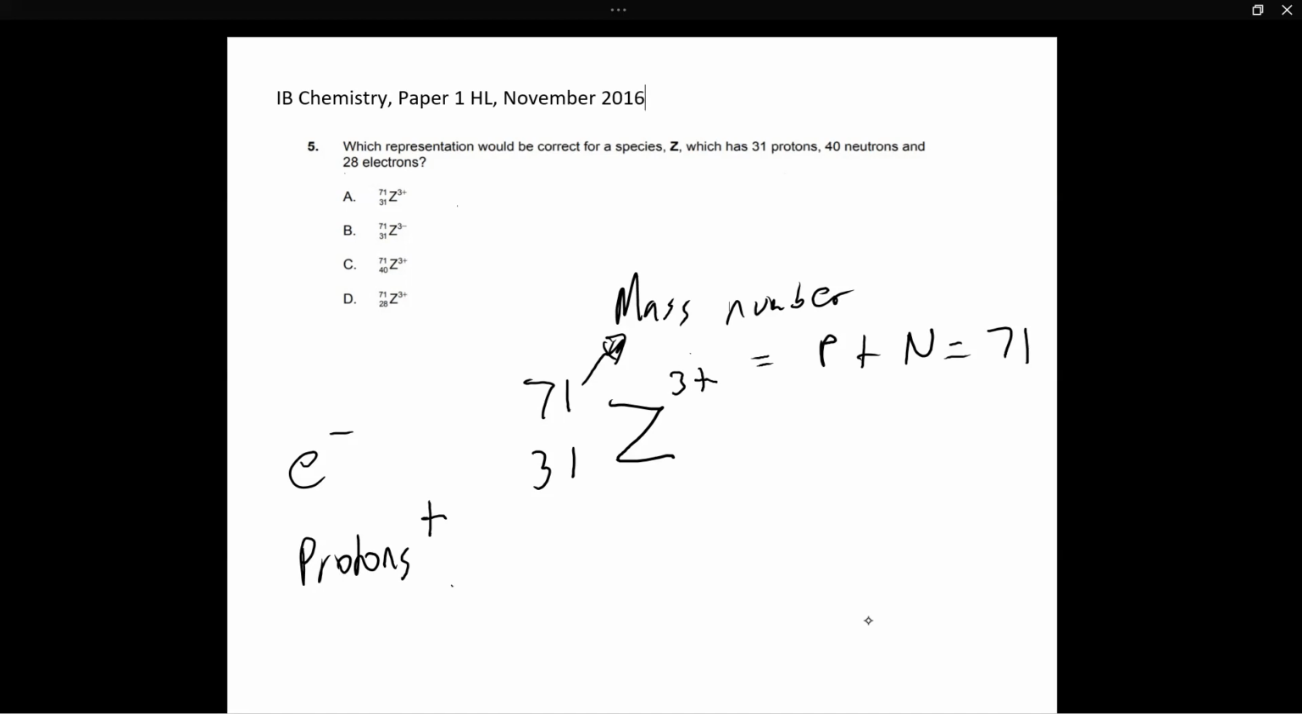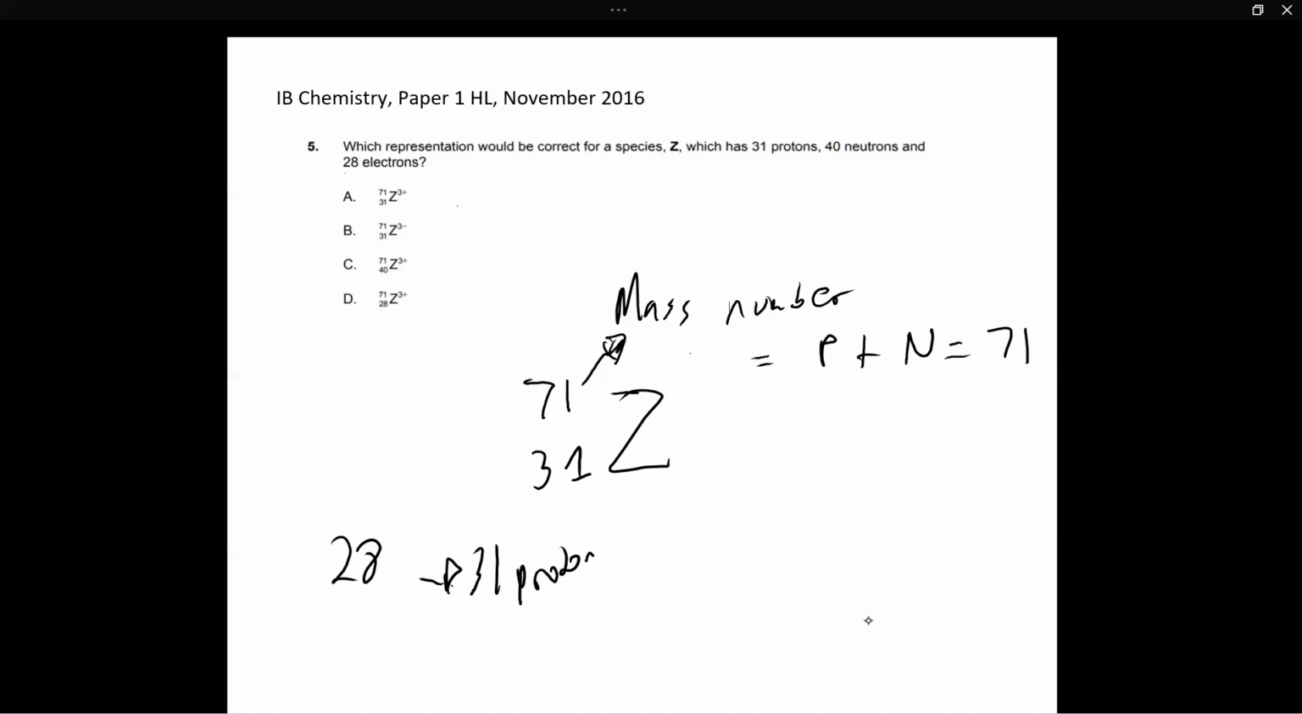But imagine if it had 34 electrons instead of 28, then we would give it a charge of 3 minus because it has 3 excess electrons. But it has lost electrons. It is deficient in electrons. It has only 28 as compared to the 31 protons. That's why we give it a charge of 3 plus. And the correct answer for this would be part A. This would be the right answer.